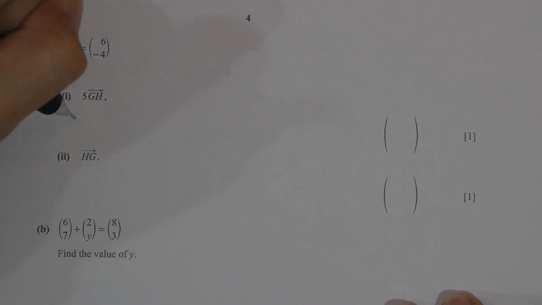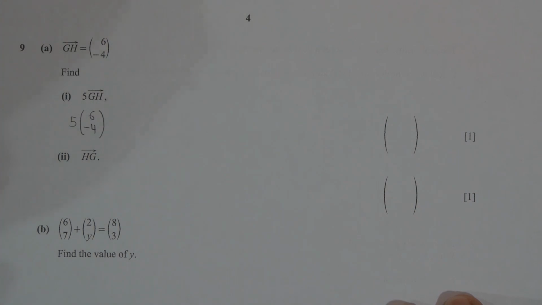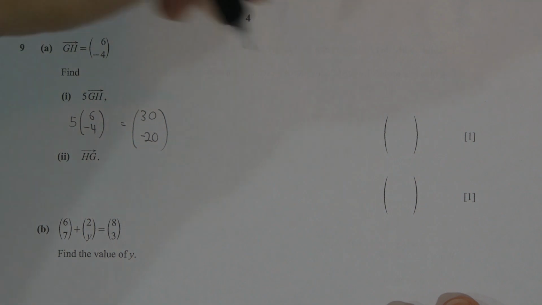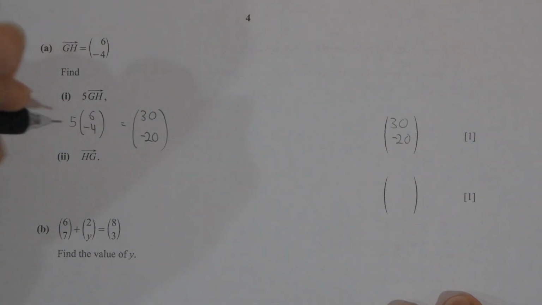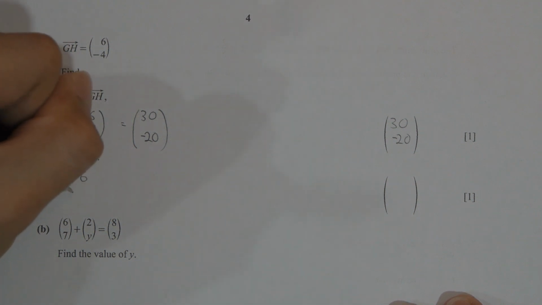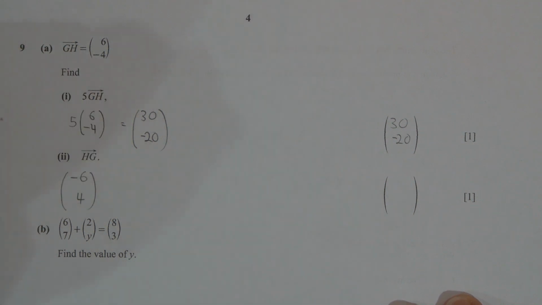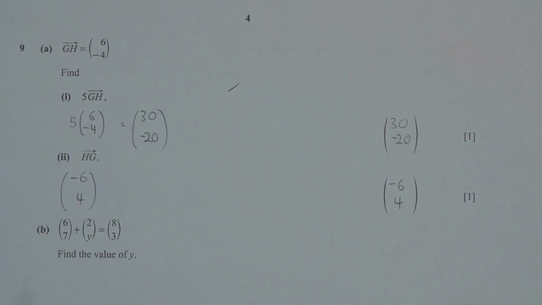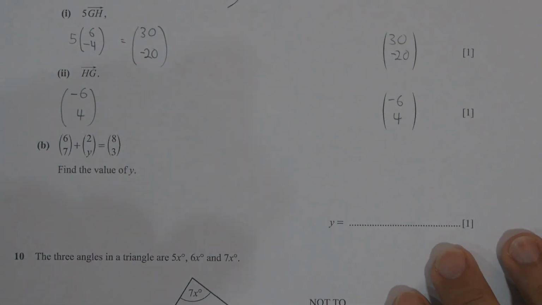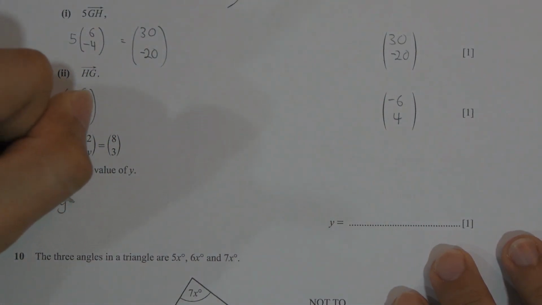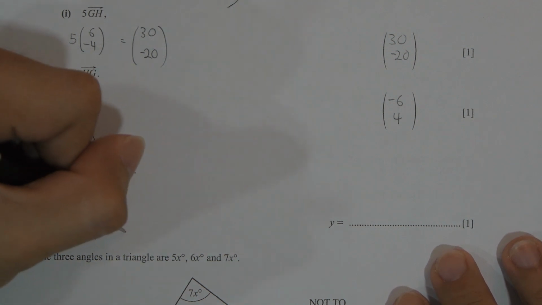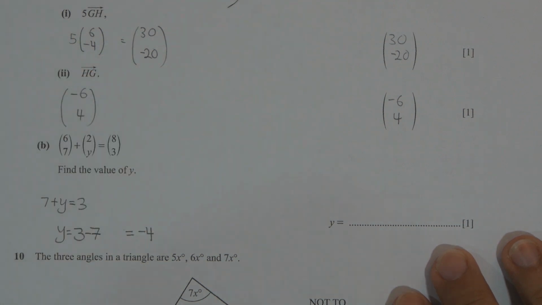So the next question, first part, you're required to multiply the 5 into the GH, so 30 over -20. As for the next one, it was given that GH is 6 -4, so you just shift it, the negative becomes positive, positive becomes negative, because it's going towards the other direction. For the next one, all you need to do is take 7 plus y equals 3, do the shifting to find the final results.